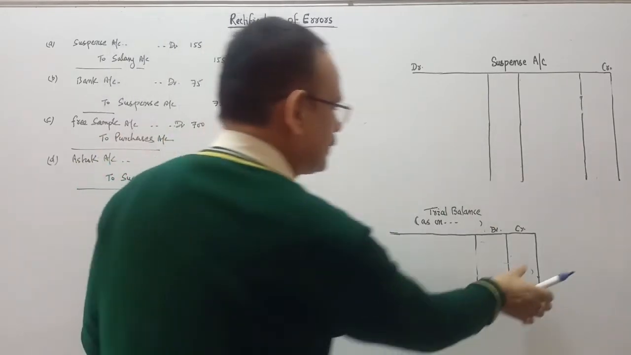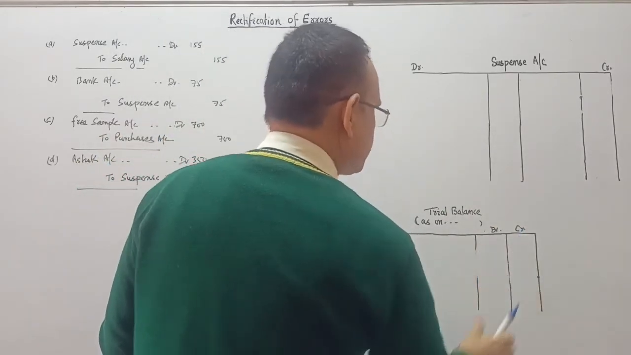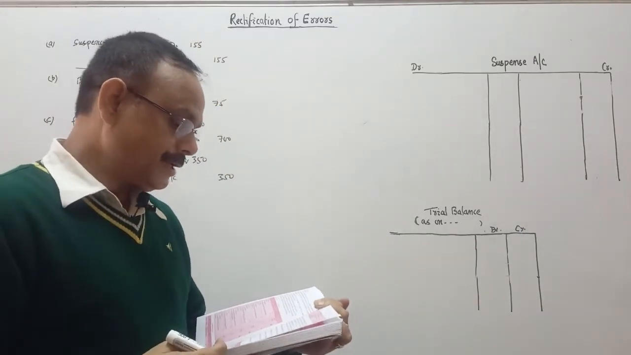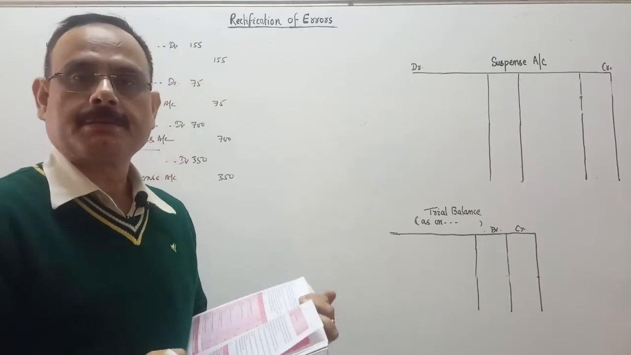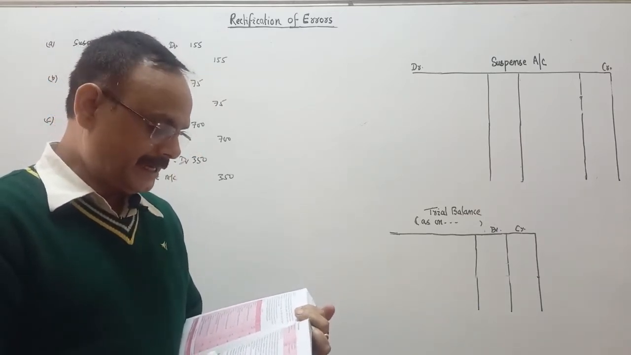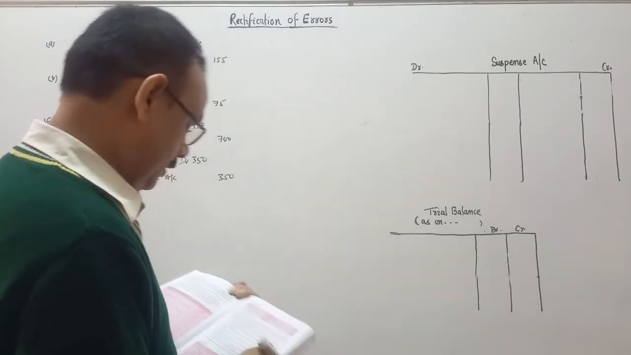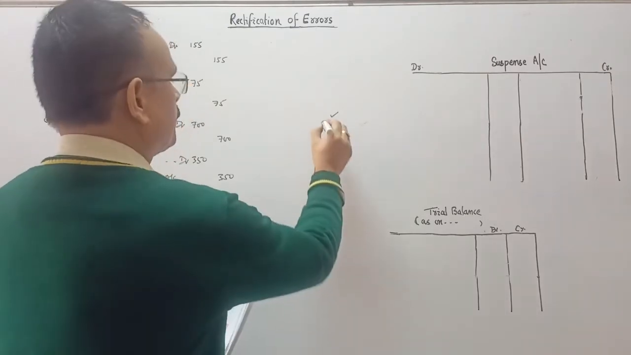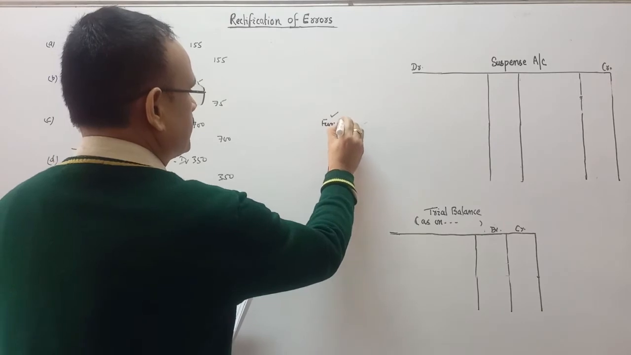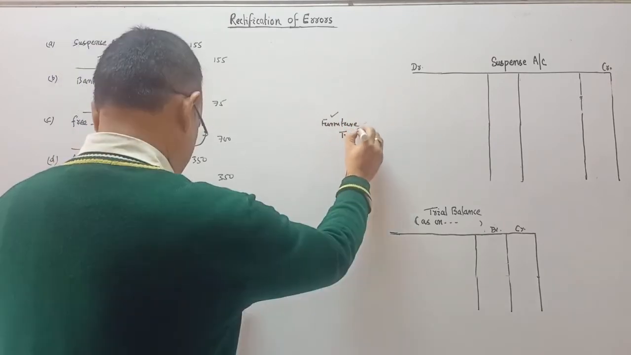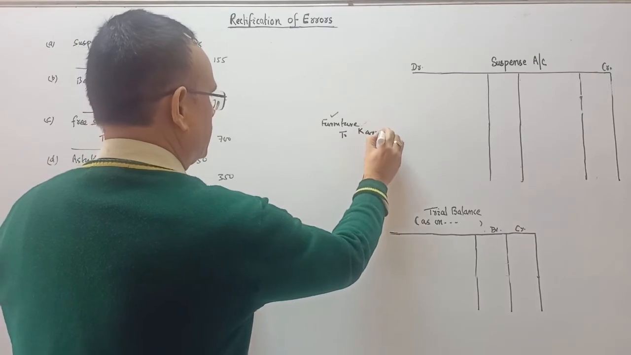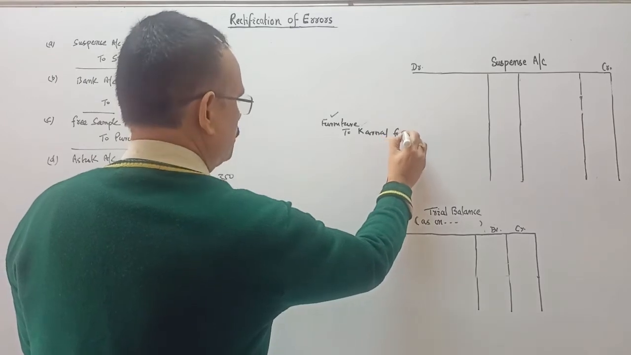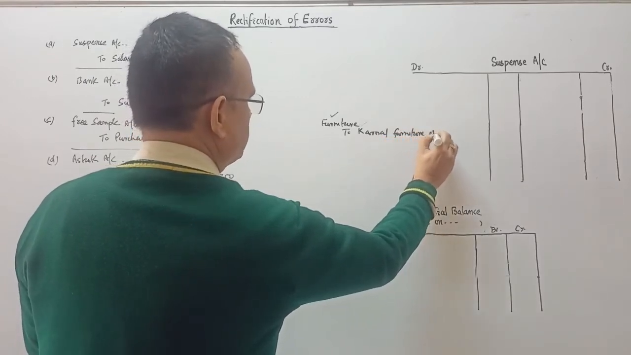Now coming to the next error. The next error is a purchase of chair from Karnal Furniture Mart, rupees 65, which has been entered in the purchase book as 56. So the right entry when we purchase the furniture, we know it: furniture account debit to the supplier, Karnal Furniture Mart. This is the right entry.